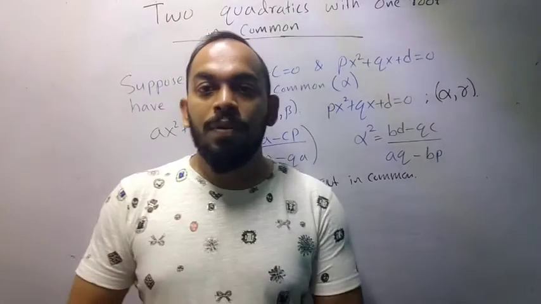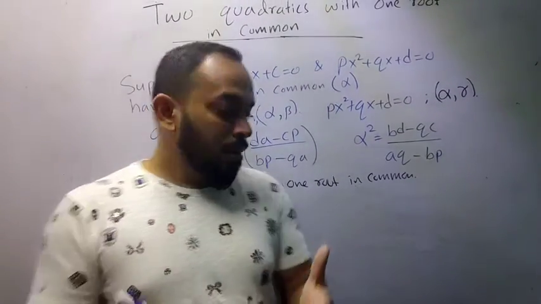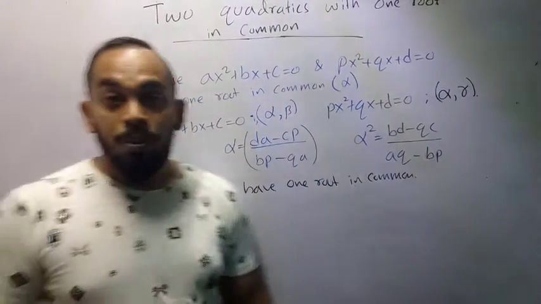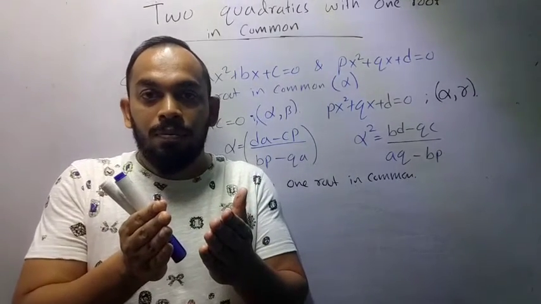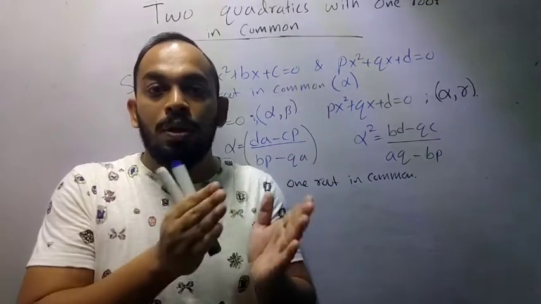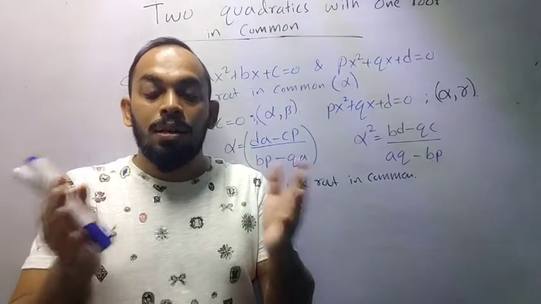Right. So now we're going to find the condition to have one root in common. That means what must be satisfied with regard to these quadratic equations such that they both have one root in common.